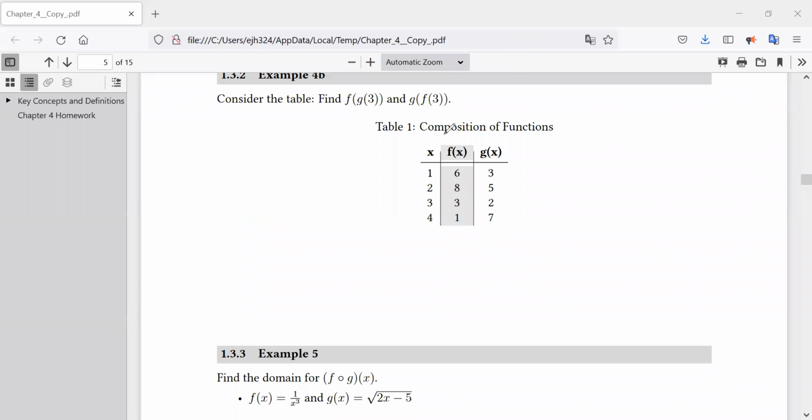Wait, so when we're saying g of whatever, f of whatever, are we looking in the x column? I was looking at the numbers like f of x underneath that and g of x underneath that. So we look into the x column to see what the g is, what corresponds to that. Okay, that makes sense. Yes, so this is saying that g of 3 is 2. Does that make sense? Yeah, that makes more sense. I was just confused, but I get it now. Thanks. Cool.